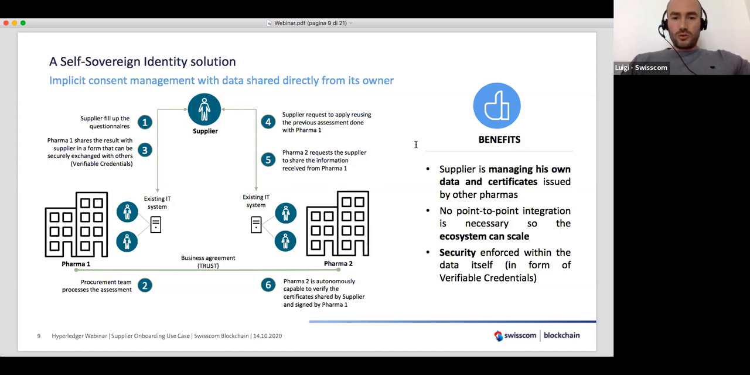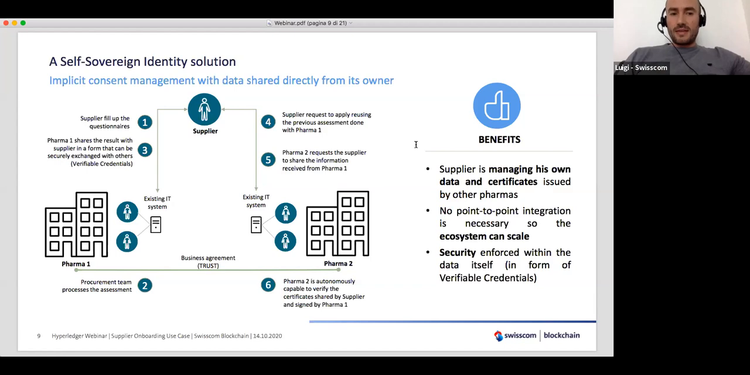So now, through the solution that we provided within this pharma ecosystem, what is possible for the pharma, at the end of the assessment process, is to issue a verifiable credential signed by Pharma One that states, "Hey, look, I have been doing this risk assessment for this supplier, and the risk ratio that I evaluated based on this particular set of data is, from 1 to 5, 4," right? So the pharma is really issuing a piece of digital information that is secure in nature because it's based on the SSI verifiable credential cryptographic concept.